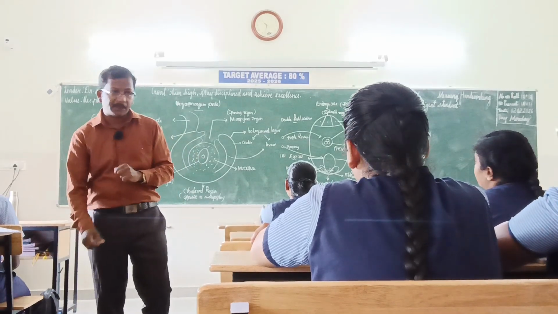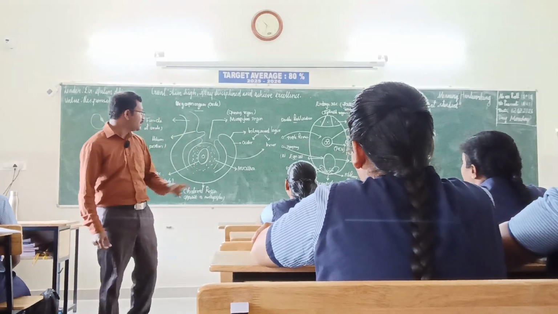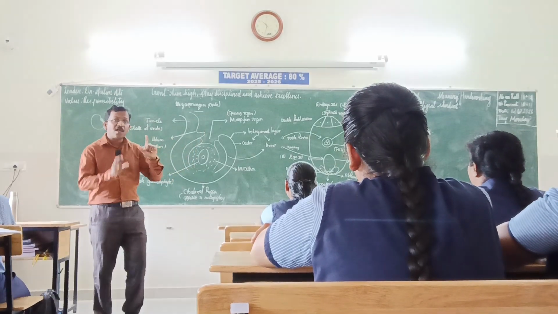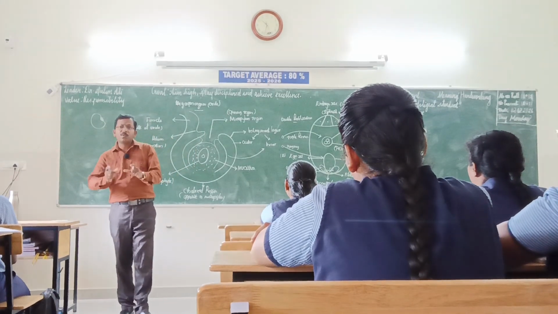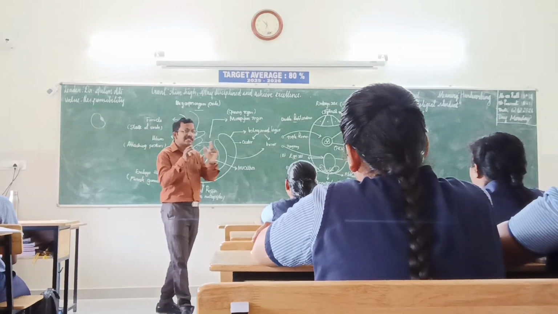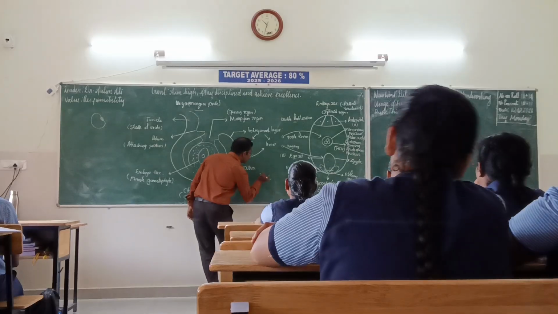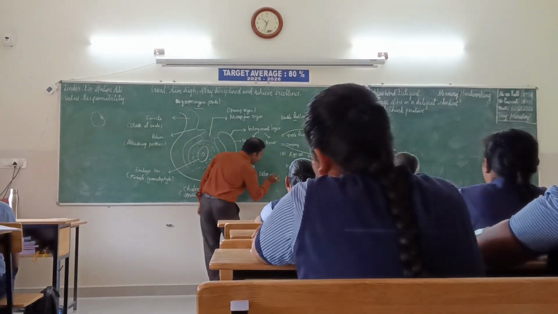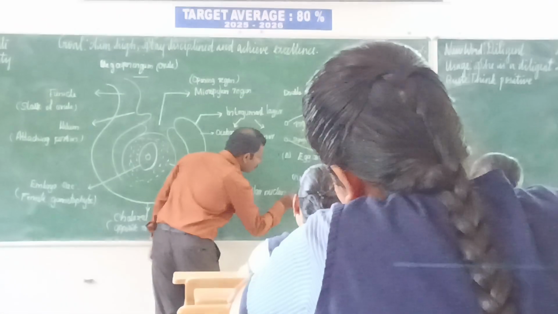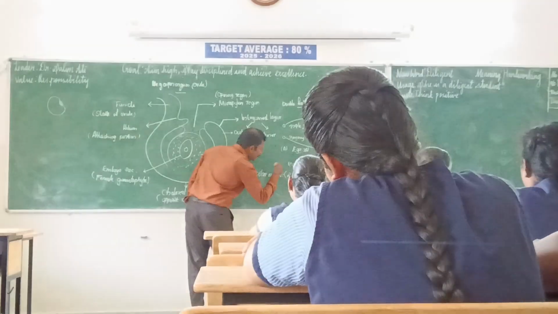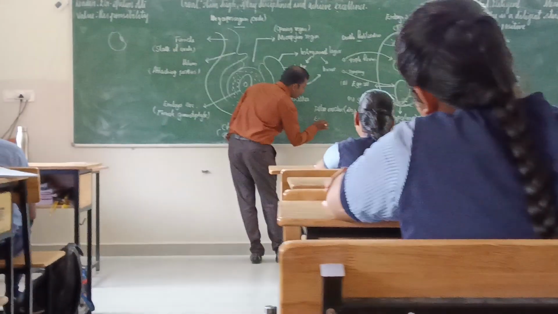Next, the central cell is there, with the polar nuclei. What is the number of nuclei inside the central cell? The polar nuclei are 2n in condition. And what about the endosperm, or the central cell after fertilization? It is 3n. Why?